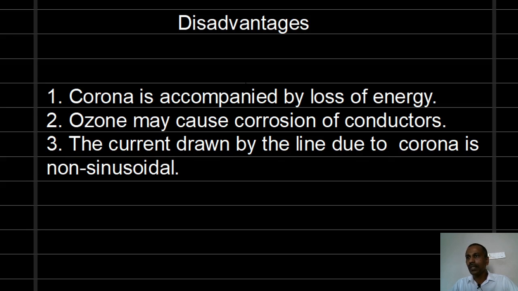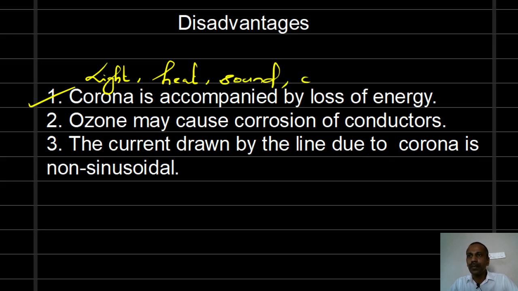Some disadvantages with the corona are: the first one is it is accompanied by the loss of energy, because when the corona is formed, as you know, violet glow is formed. So the light energy is there, then heat energy is there. It produces a hissing noise. The sound energy is there. Then some chemical reactions occur there, due to which the ozone gas is formed. So for all this process, the energy is necessary. That's how the loss of energy comes there.